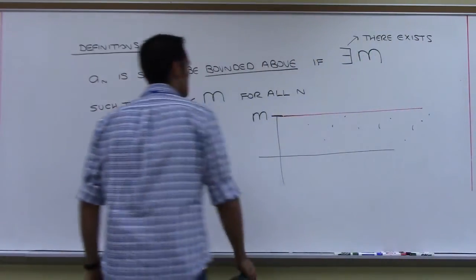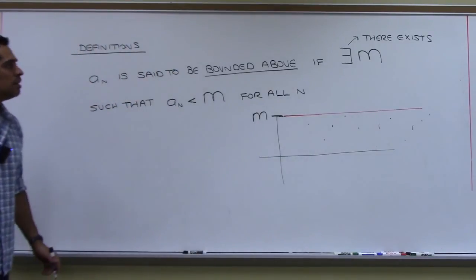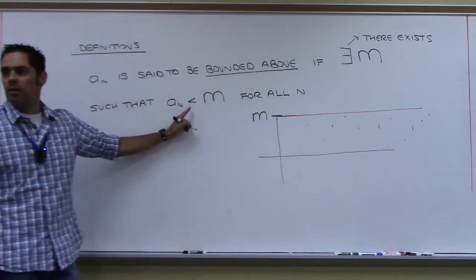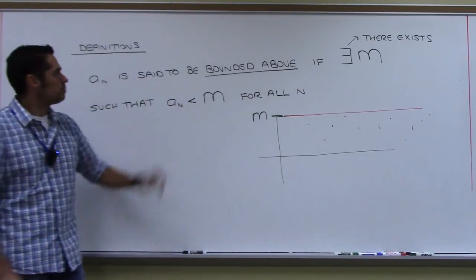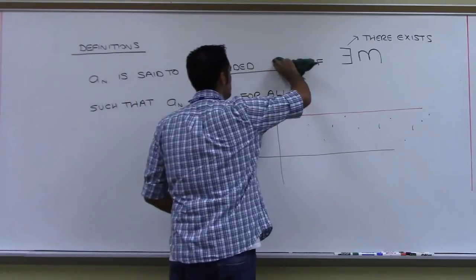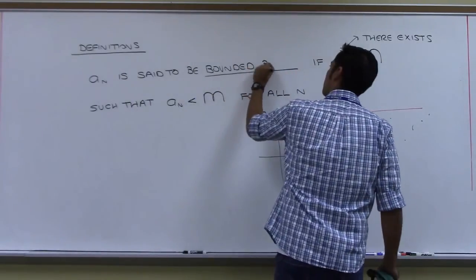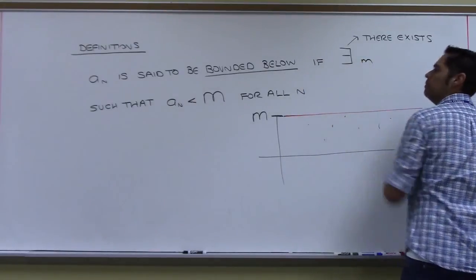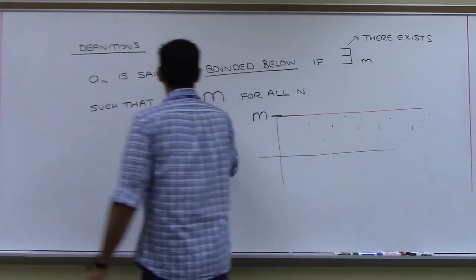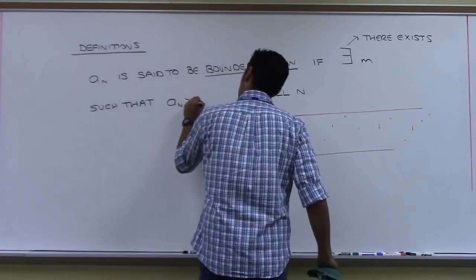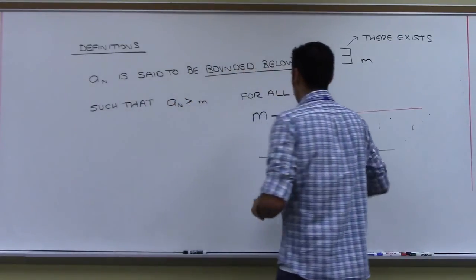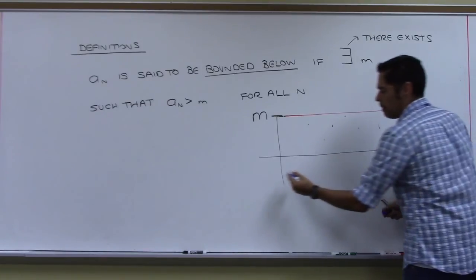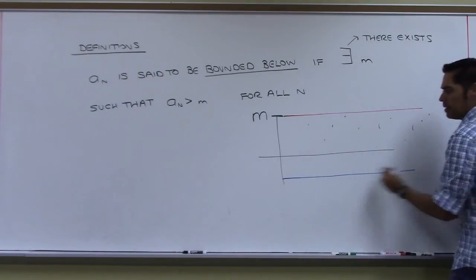Guess what the next definition is? Bounded below. What we're going to do for below is use a little m, and we're going to flip that inequality over. That's all that's going to happen. So bounded below: there exists a little m such that a sub n is bigger than little m for all n. So that would look like this. Little m.